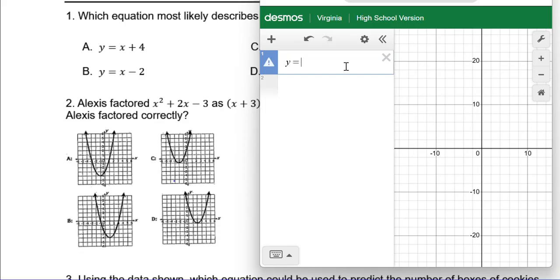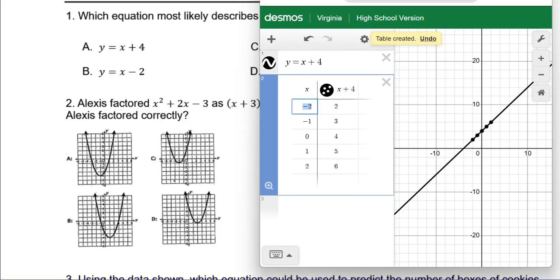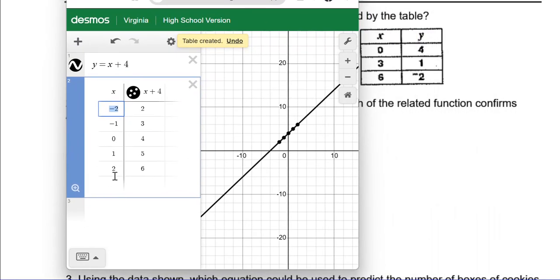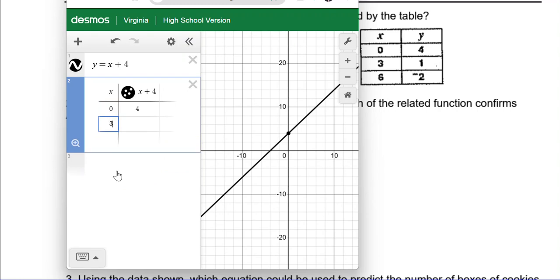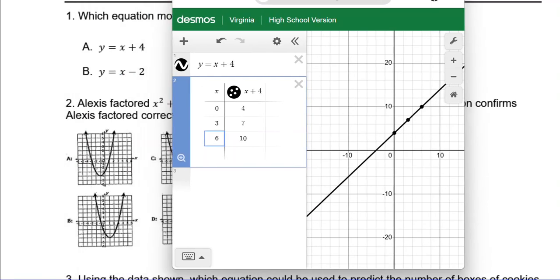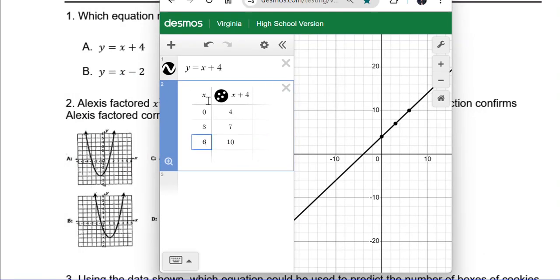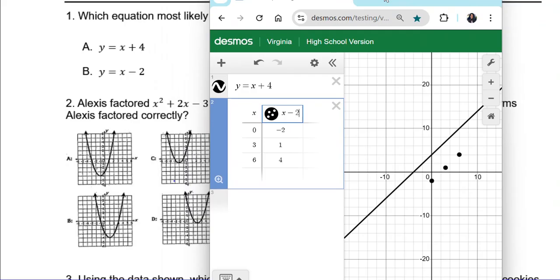I'll start with A, x plus 4, turn it into a table, and then I am looking for these values. So I'll go ahead and just change it to whatever I have here, 0, 3, and 6. That's not the one because I'm looking for 4, 1, and negative 2. So just trying to match up the table. Let me try B. I can just change the table here. It doesn't automatically change it up here, but this is the table I'm looking for anyway, right? So that one doesn't work.